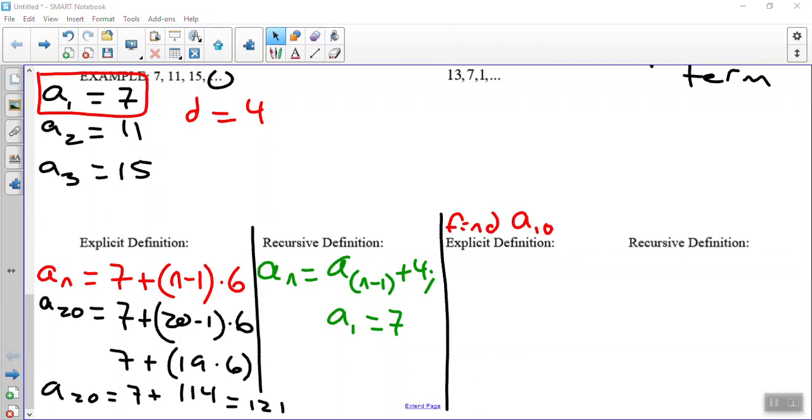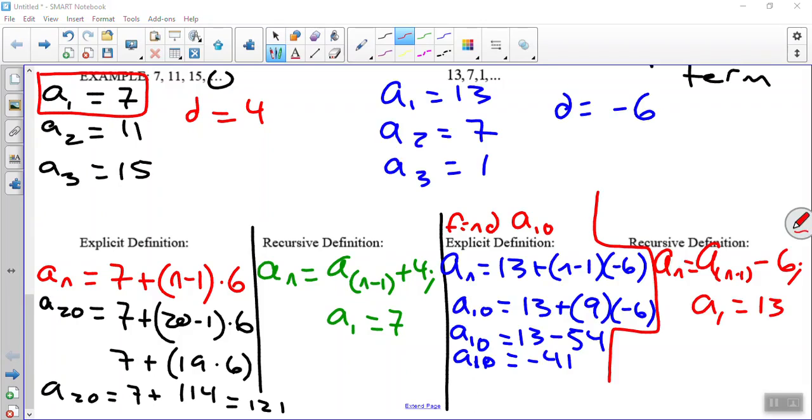Okay, so go ahead and try the next one, the sequence of 13, 7, and 1. Write the formulas, and for the explicit definition, find a sub 10. All right, for the second one, you see what a sub 1, a sub 2, a sub 3 equal. You find your difference is actually negative because it's going down. So the difference is negative 6.